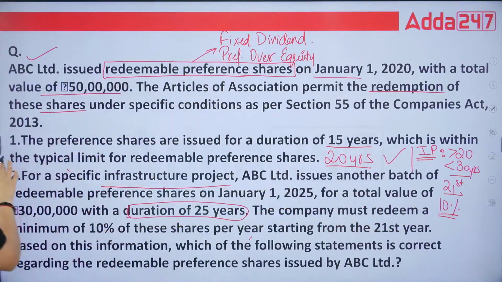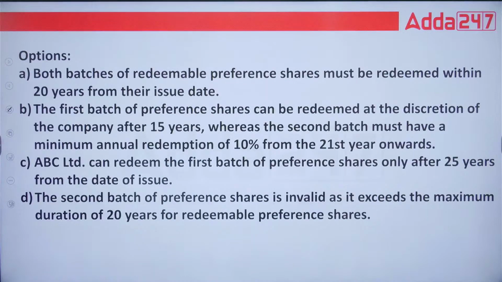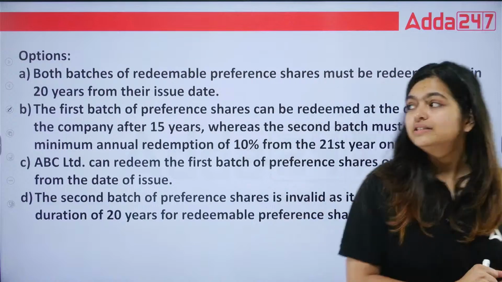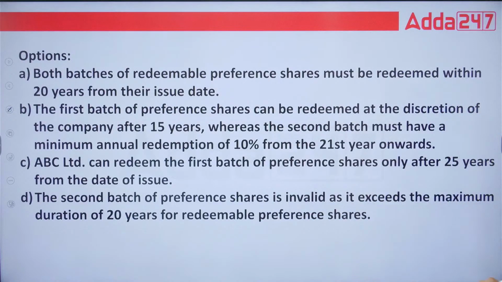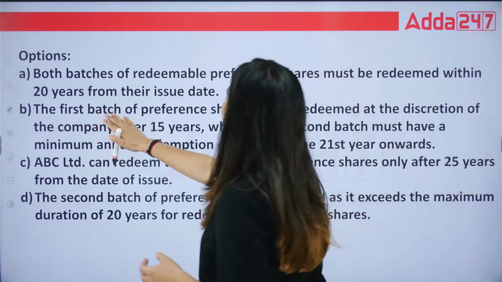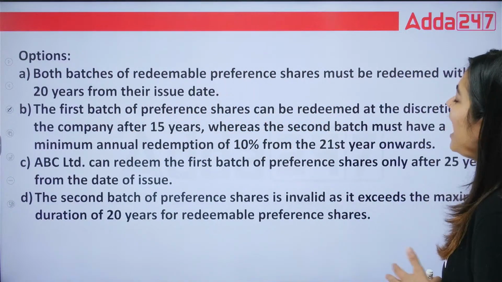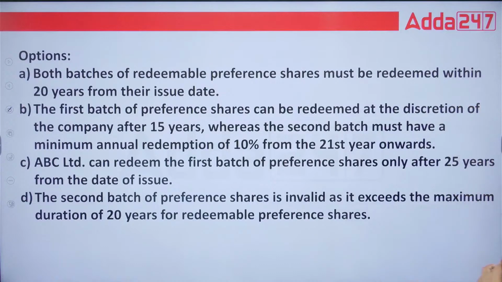So with this, let's check out the options. A, both batches of redeemable preference shares must be redeemed within 20 years from their issue date. B, the first batch of preference shares can be redeemed at the discretion of the company after 15 years, whereas the second batch must have minimum annual redemption of 10% from the 21st year onwards.